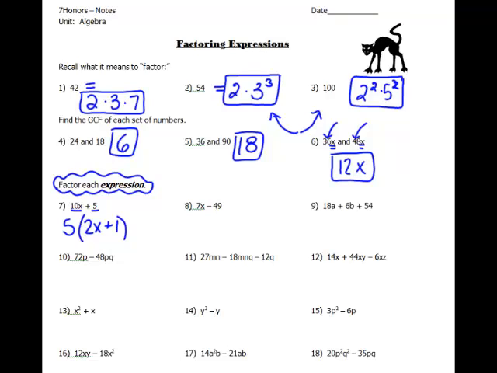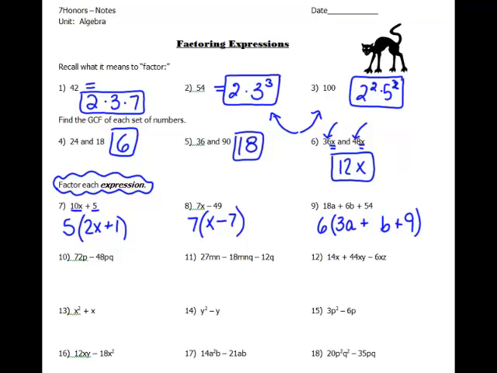In number 8, I look for a common factor in both. Numerically, I see a 7. Algebraically, I don't see anything. So I'm going to multiply that by x minus 7. In number 9, they don't have any variables in common. They do, however, have a numerical GCF of 6. So 3a plus b plus 9.